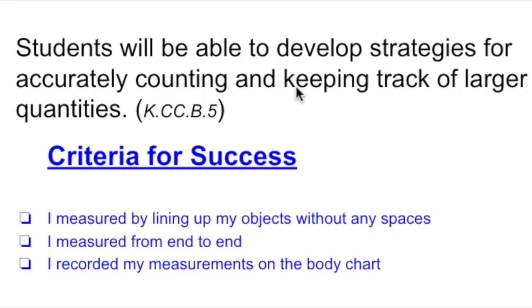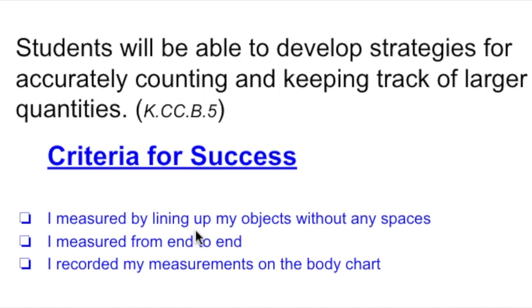Our objective for today says that students will be able to develop strategies for accurately counting and keeping track of larger quantities. That means bigger numbers. We're going to count with bigger and bigger numbers. That's why we practice all of that counting. Now, the blue, you know, is your criteria for success. How do you know you're on the right track for math?